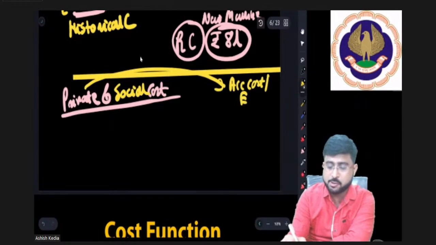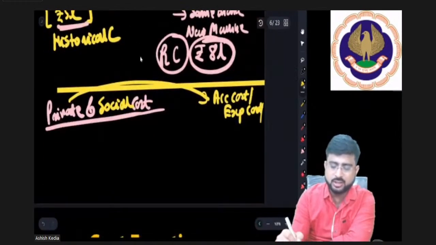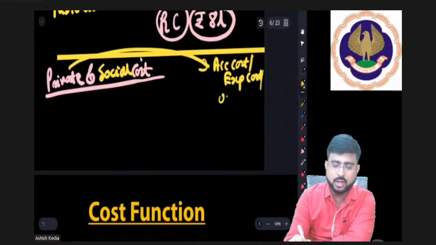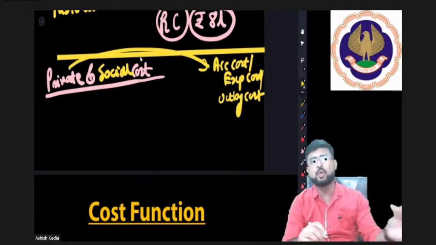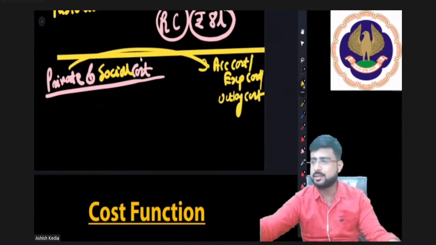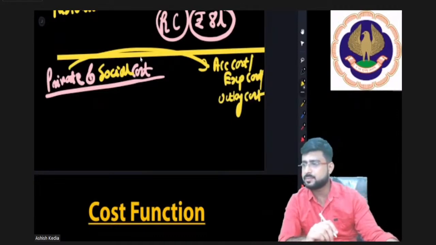The explicit cost or the outlay cost. All these are the same actually. That's private cost. So for private cost you don't need to do any hard work. That's it.